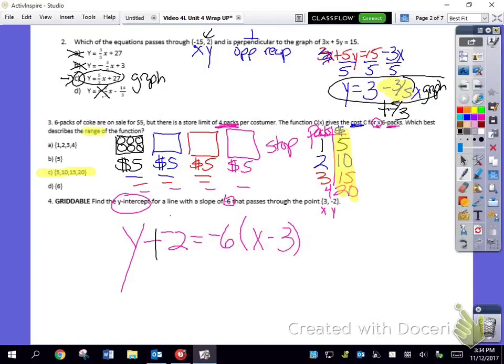Two negatives make a positive. So now I'm going to distribute. So y plus 2 equals negative 6x, and a negative times a negative, okay?